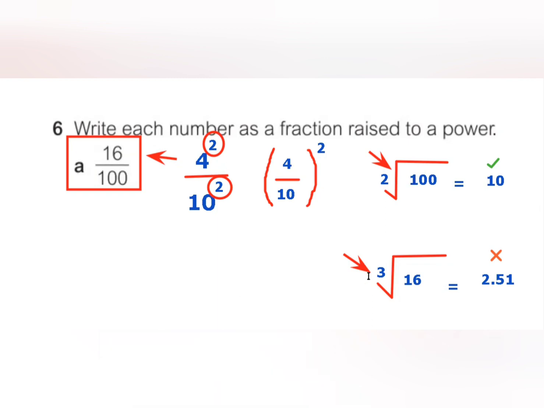Use the square root and the cube root. If you have decimals, don't use it. If you don't have decimals or you have a whole number, you can use it for the numerator and the denominator. Now this is for question A. Now let's check the next one.